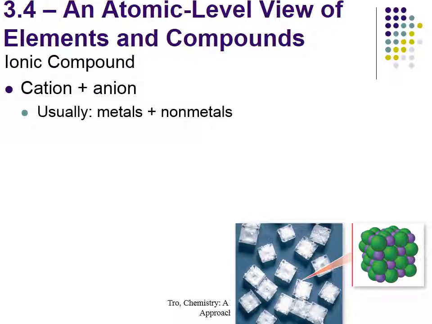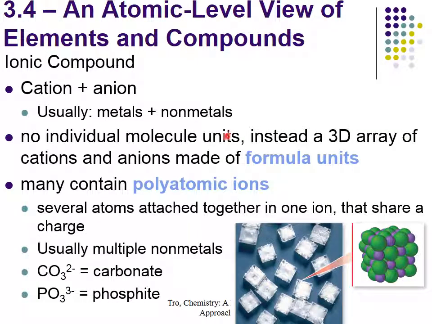And then the other type of compound is an ionic compound, and this is made up of a cation and an anion, or a positive charge and a negative charge. So it's generally a metal with a nonmetal, but it could also contain a polyatomic ion. A polyatomic ion is when we have multiple atoms, usually nonmetals, that are bonded together and share a charge. So this phosphite, PO3 3-, would act as our anion, and then it would be combined with a cation that has the positive charge.